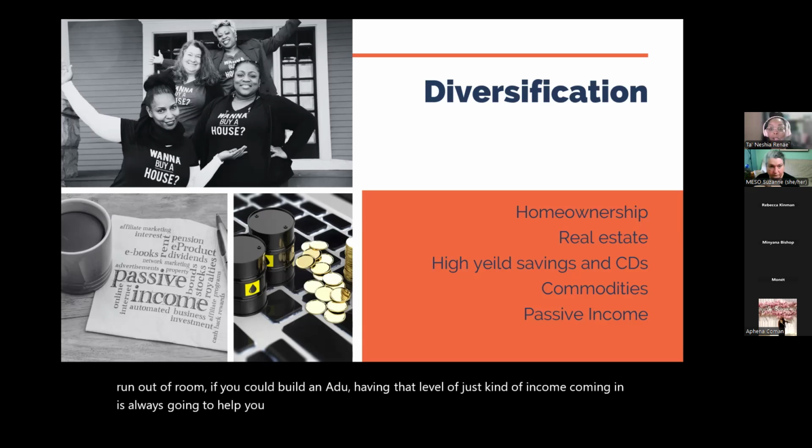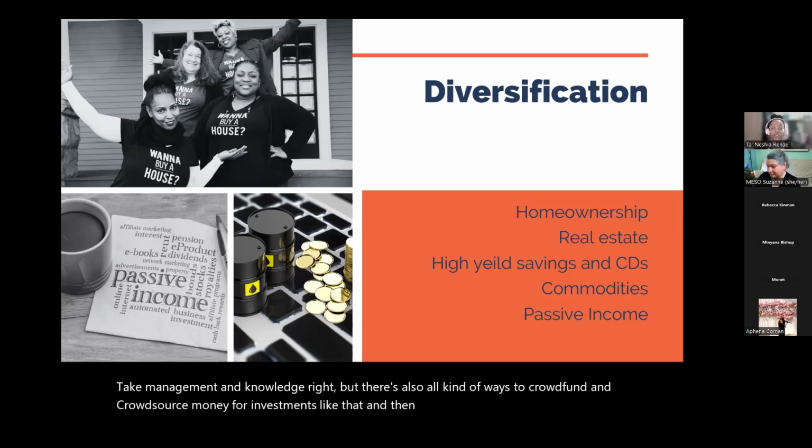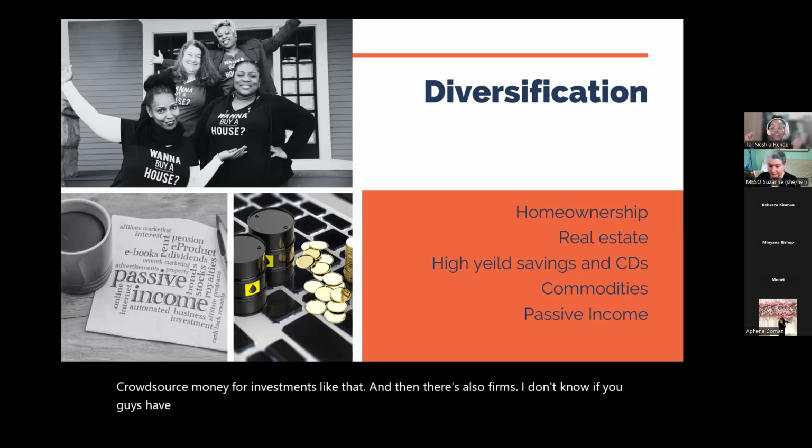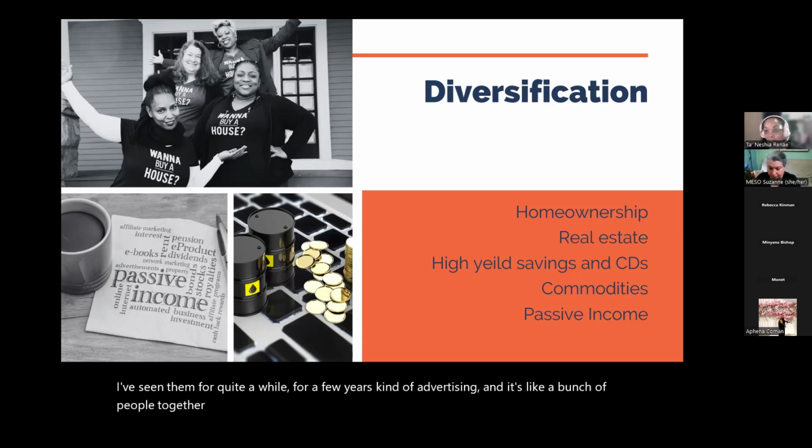It does take management and knowledge, right? But there are also all kinds of ways to crowdfund and crowdsource money for investments like that. And then there are also firms. I don't know if you guys have heard of Fundrise. I've seen them kind of advertising for a few years, and it's a bunch of people together investing in real estate properties. And then there's another one, Yield Street.